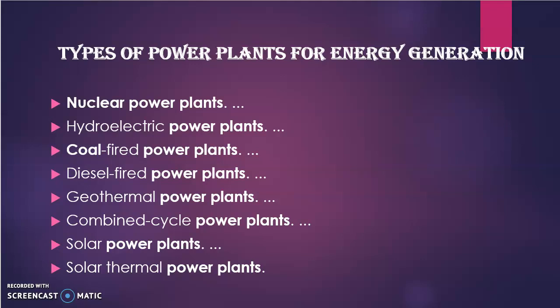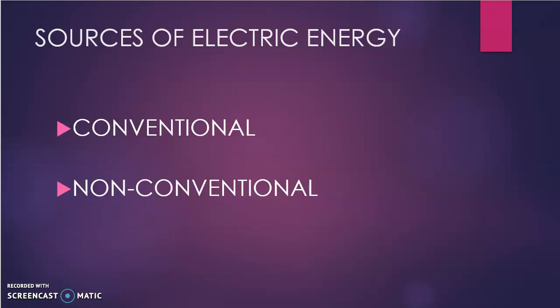Types of power plants for energy generation: nuclear power plants, hydroelectric power plants, coal-fired power plants, diesel-fired power plants, geothermal power plants, combined cycle power plants, solar power plants, solar thermal power plants. These sources of electric energy can be either conventional or non-conventional sources.